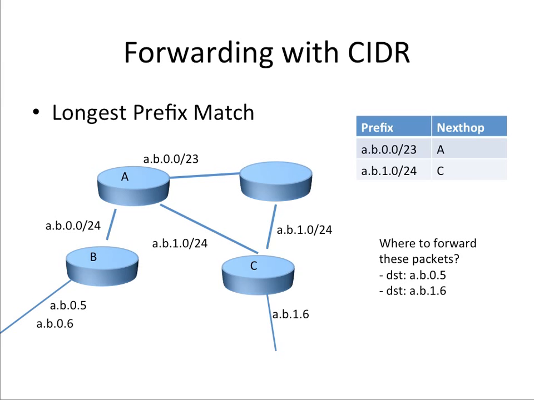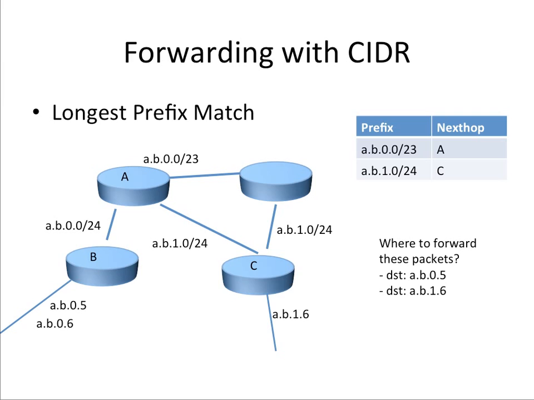a.b.0.0/23 and a.b.1/24. So which one is more specific? The second one. The second one is more specific. Does the first one include the second one? Yeah, it does, right?